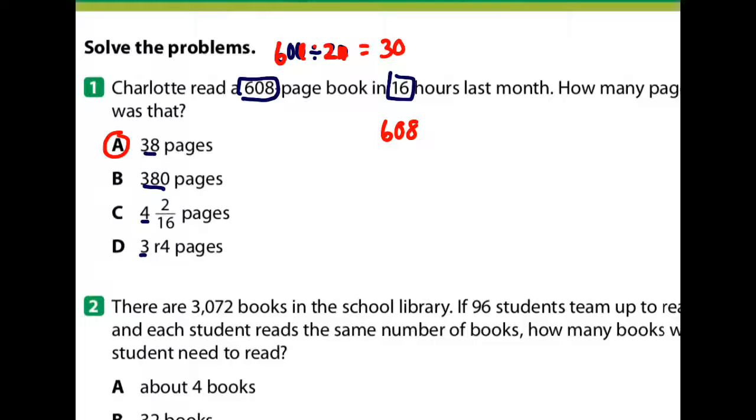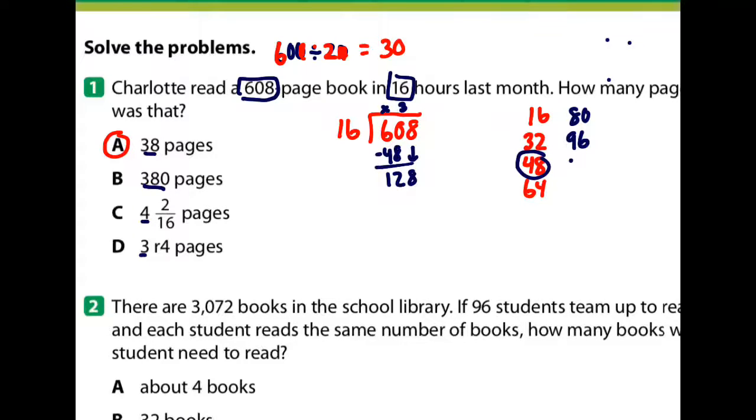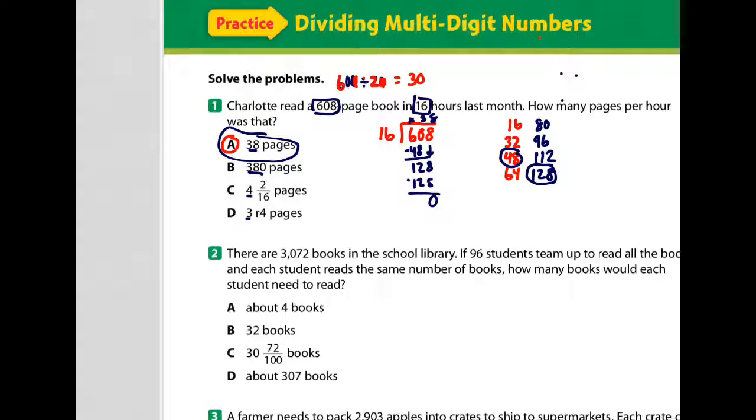So 608 divided by 16. So I'm going to start off, I know 16, 32, 48, 64 is too high. So now 16 goes into 60 3 times, which is 48. 60 minus 48 is 12, bring down the 8. Now 16 into 128, let me continue. So this will be 80, 96, 112, 128. So it's going to go 8 times, which is 128. Subtract 0, so it is a 38. So you see how estimating was able to get me close, and I could have actually solved it without doing that division.